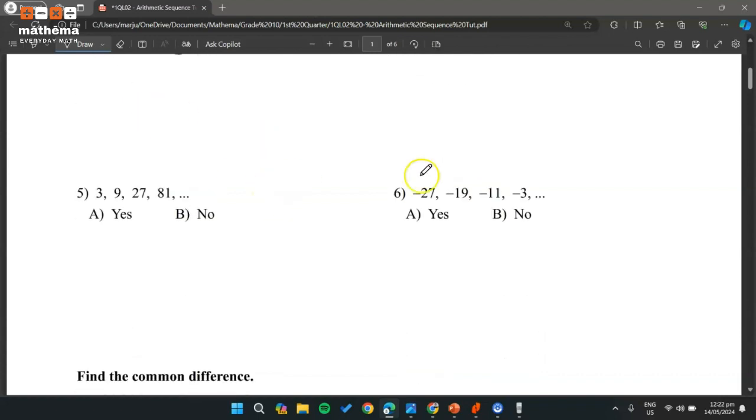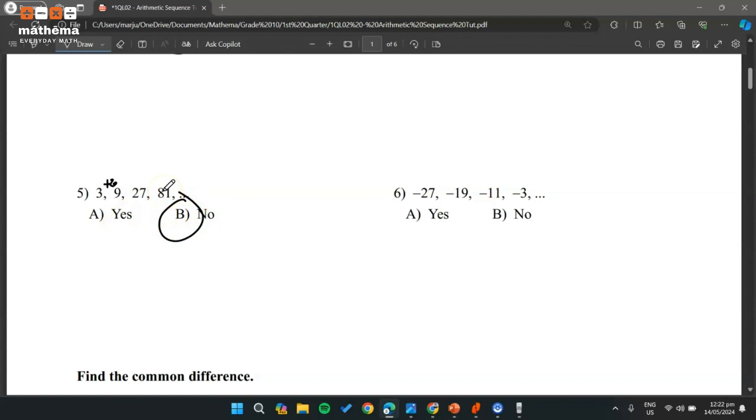Let's have number 5 and 6. Number 5, we have 3, and then this is plus 6. And then to get from 9 to 27, actually this is a multiplication. We multiply it by 3. So there is no constant difference. So this is a no.